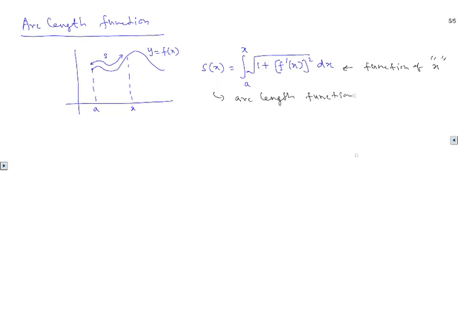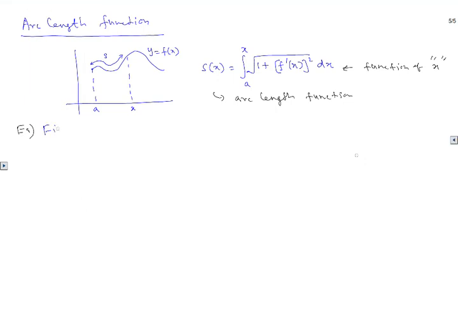So instead of getting a number, you get a function now. So yeah, that's the kind of thing that we need to do. So let's just do one example from this one in case.